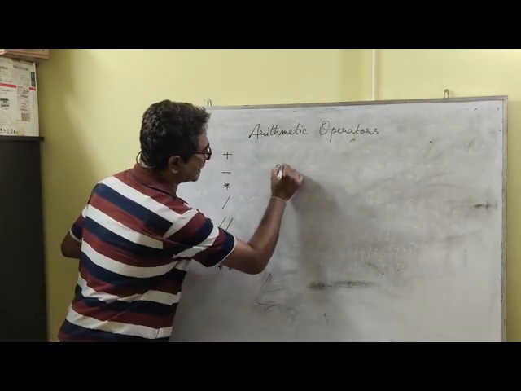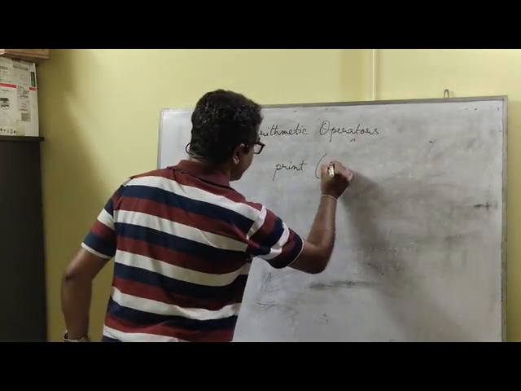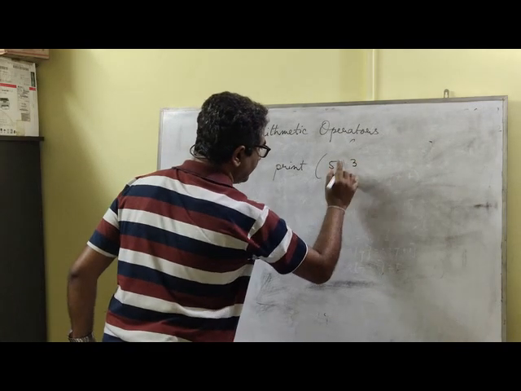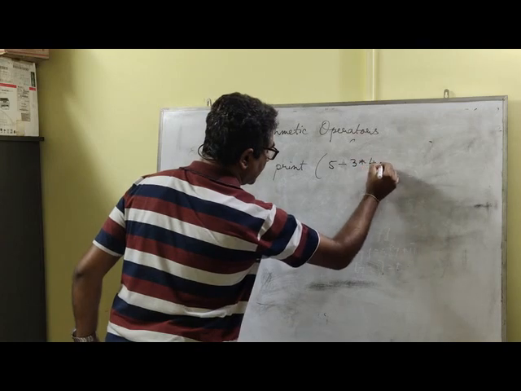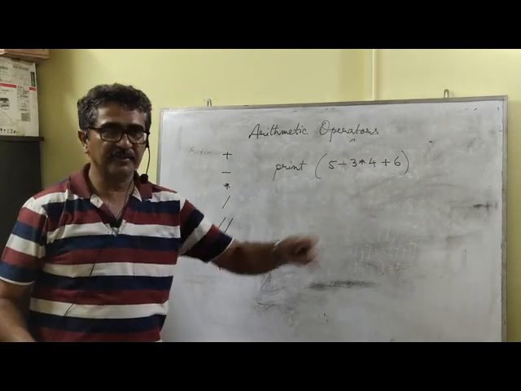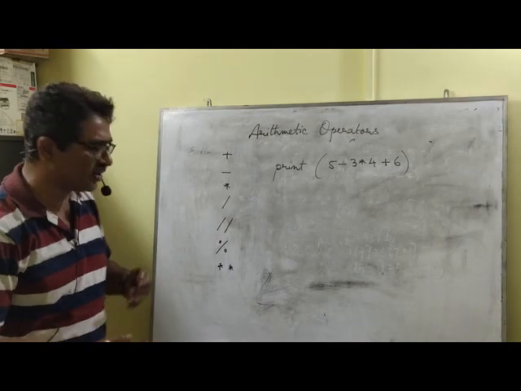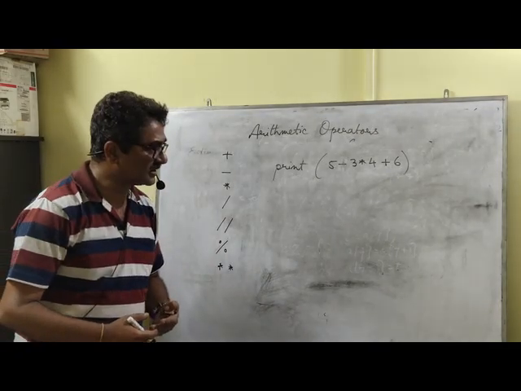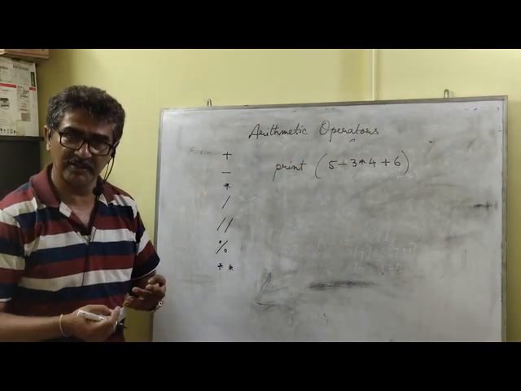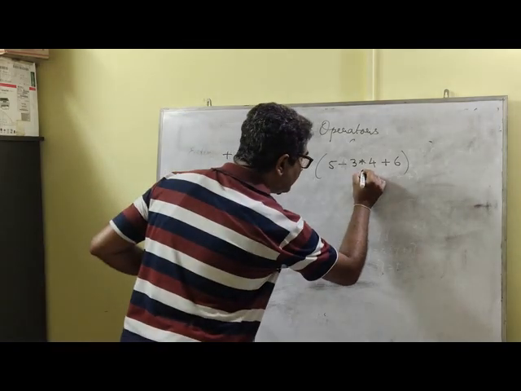Suppose I have an expression something like this. Print 5 minus 3 into 4 plus 6. Now suppose you are given such an expression, which particular operation will be evaluated first? Of course, our entire list tells that in this mathematical expression, the multiplication will be evaluated first because that has more priority than plus or minus. So here the multiplication will be done first.